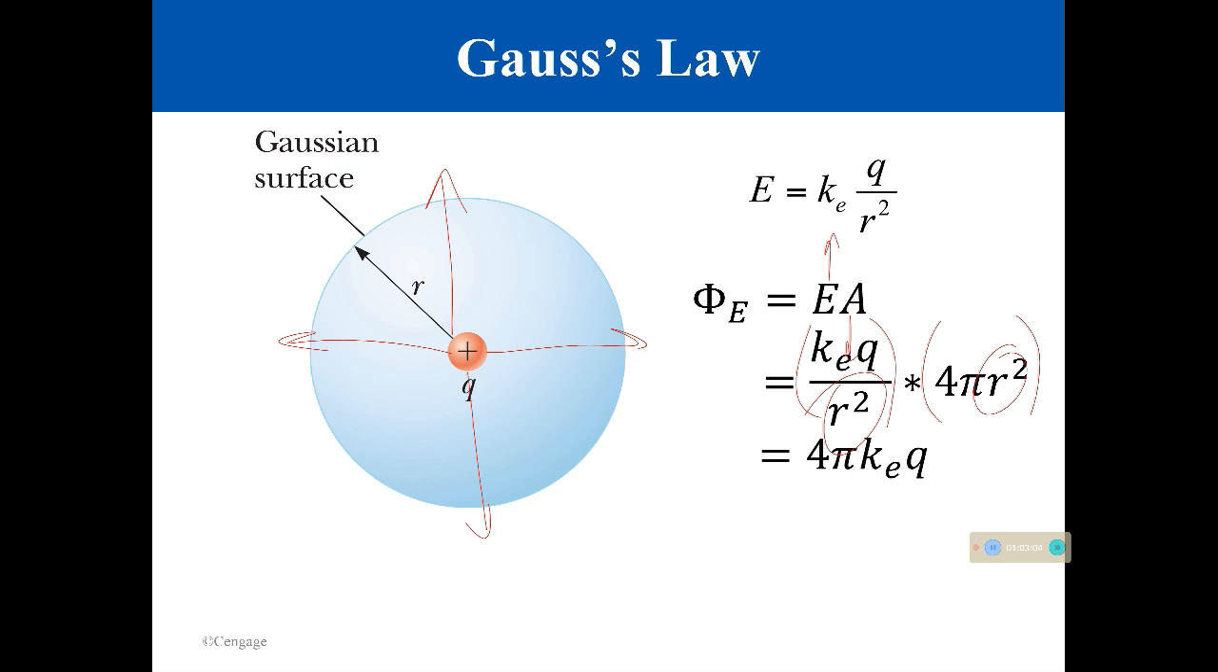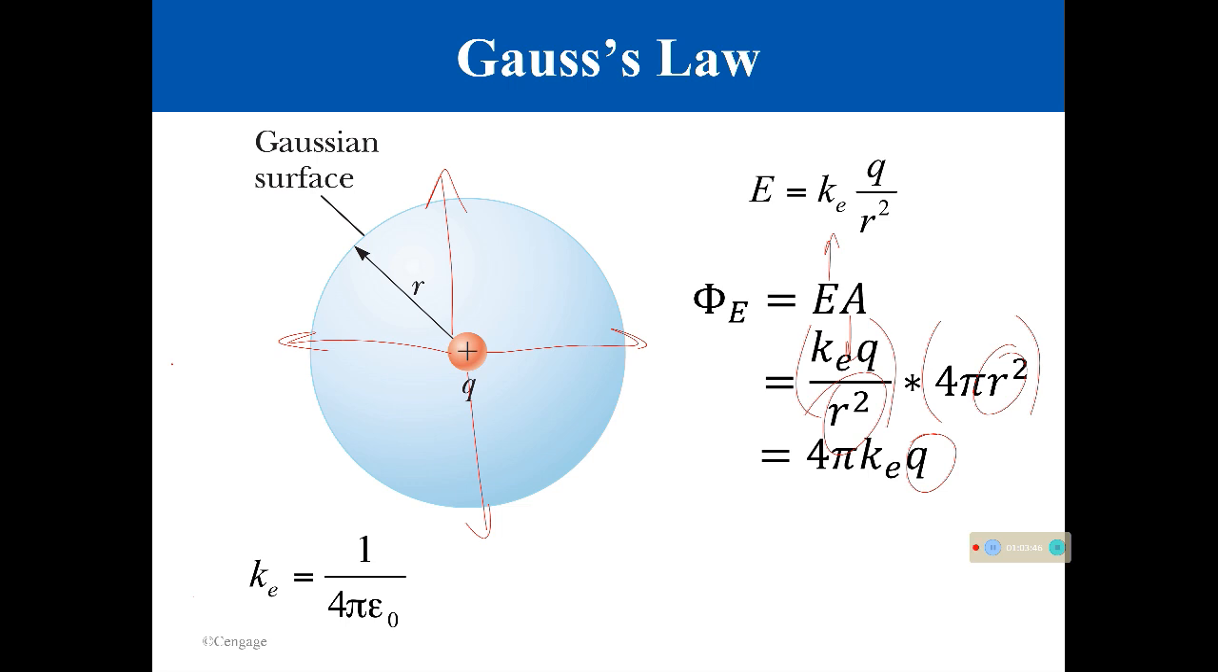So the actual electric flux is 4 pi Ke times Q. And when you look at that equation, notice there's only one variable in it. That's Q. If you remember, Ke is actually a combination of another constant: Ke is 1 over 4 pi epsilon naught. Epsilon naught is the constant of permittivity. Not important right now. We'll get to that a little bit later.